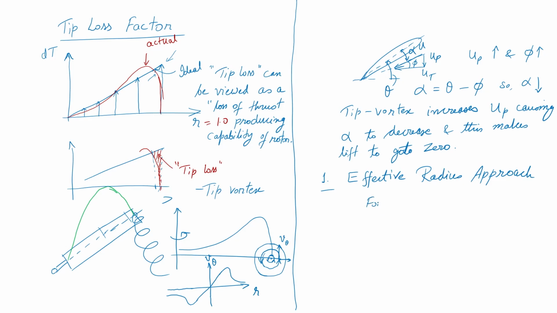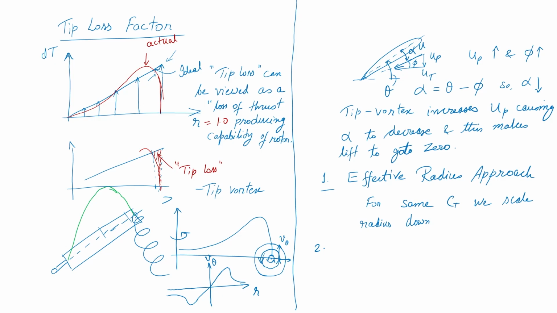So for the same CT, we scale the radius down. Okay, that is one approach. We will not really go into that because it is a less practical and less preferred approach to model.